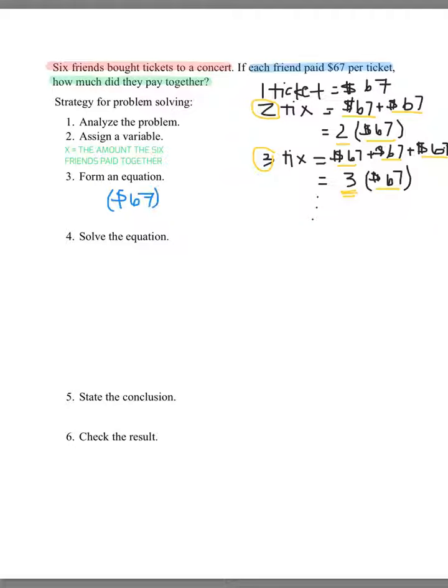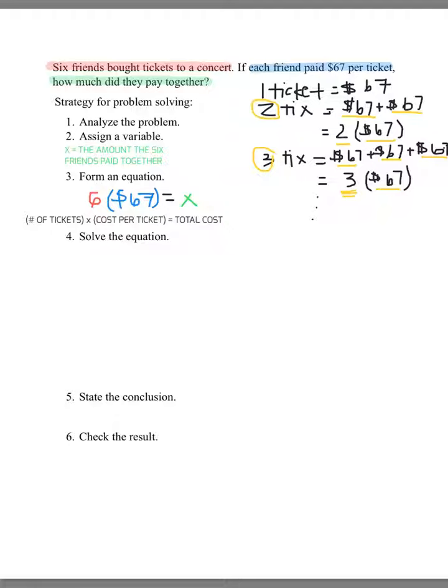and just like in the previous examples, we're going to multiply that cost by the number of tickets bought. So it's going to be 6. And that's going to be equal to the amount that the 6 friends paid together, which we let be represented by variable x. So just a quick summary of the equation that we use here, which is actually an equation that gets used fairly often. In essence, what we have is the number of tickets times the cost per ticket is equal to the total cost. And I'm going to go ahead and color code that.